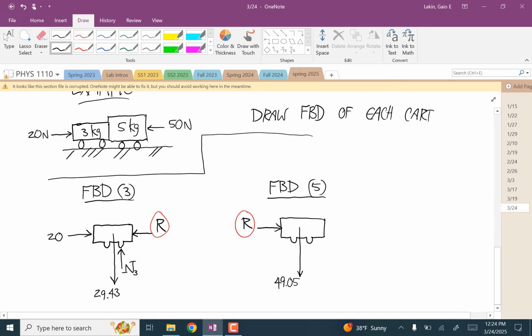Then we get to the ground in contact with the wheels. That's a pushing force. So it's perpendicular to the surface, toward the chosen body, and I'll give that the variable name N5. And then last, the 50 Newton force is applied to the right side, going this way. So like that.